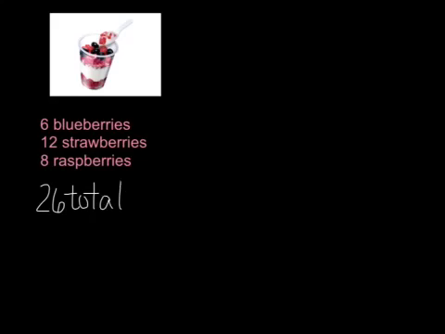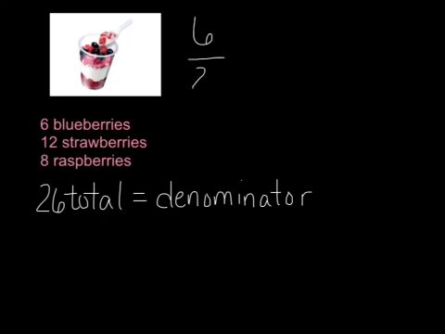pieces of fruit. And if you remember from our fractions unit that we had studied before, the total number of parts, or the total, is typically the denominator of our fraction. And in this case, when we express our ratio as a fraction, it's going to become the denominator of our ratio. So let's say we want to find the ratio of blueberries to the total amount of fruit in the fruit and yogurt parfait. We would do 6 blueberries out of 26 total pieces of fruit.